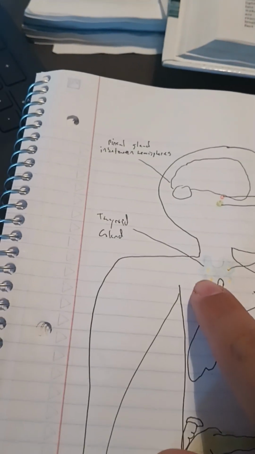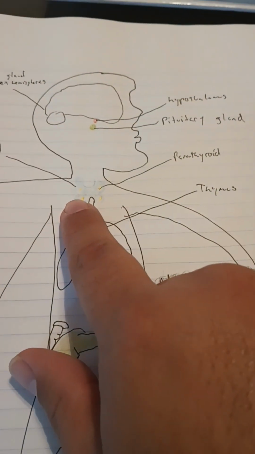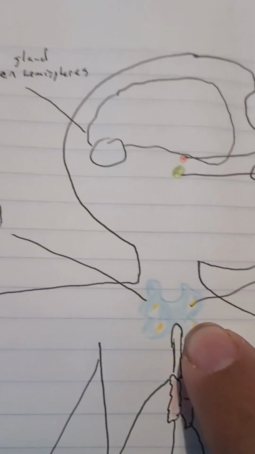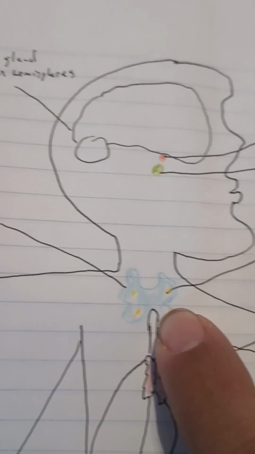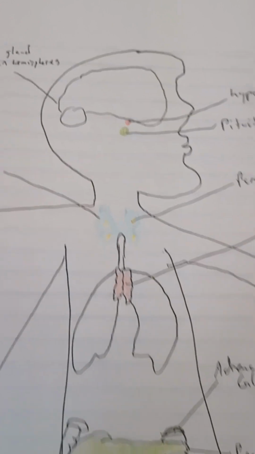And moving on down here, we'll go to the thyroid gland. I made it in light blue, you can barely see it, but it's there, and that regulates energy and metabolism. And if you look closely, I put little yellow dots in there to be the parathyroid, and that secretes hormones for calcium absorption.